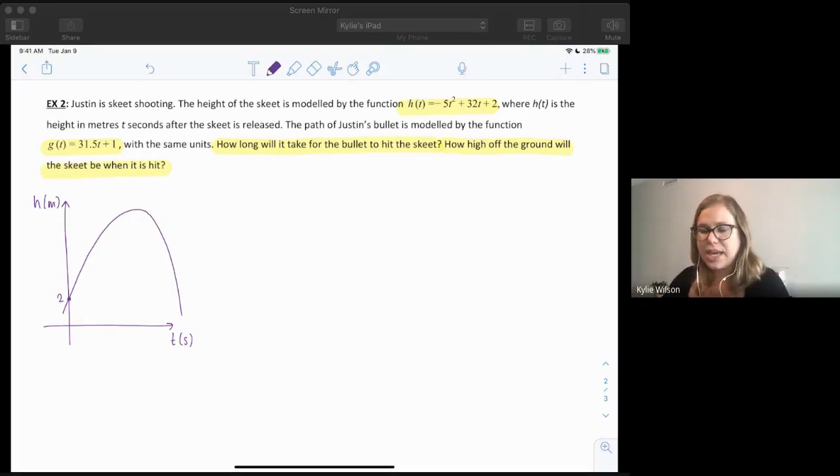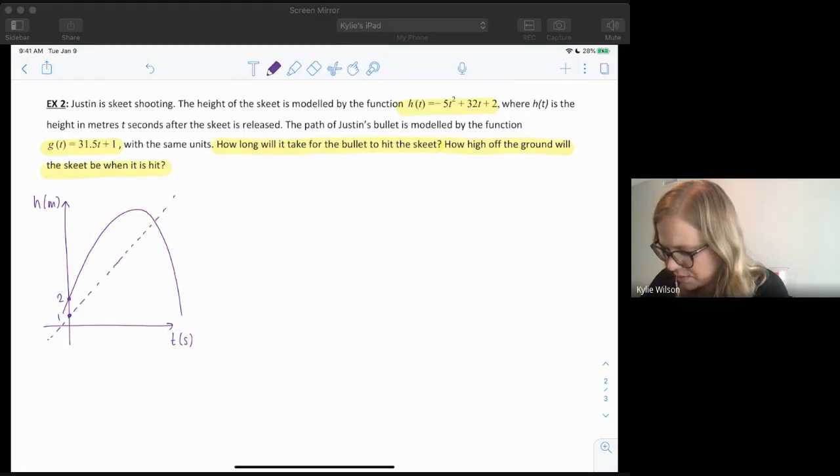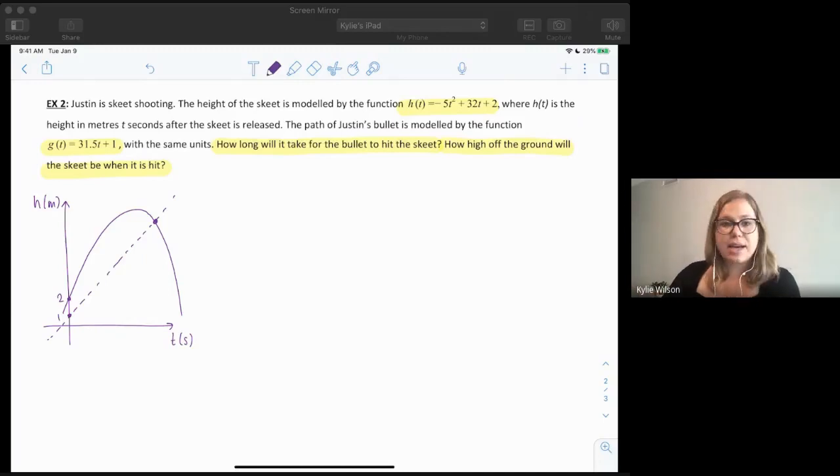And then we have our bullet that has a y-intercept of 1 and is going to go up, and we're going to find out when it hits. So remember that when we have a situation with time, at this point we basically have a stopwatch going off when the whole event occurs. So time's passing, the skeet's going through the air, and then my bullet simultaneously is following the dotted line until it reaches this point.